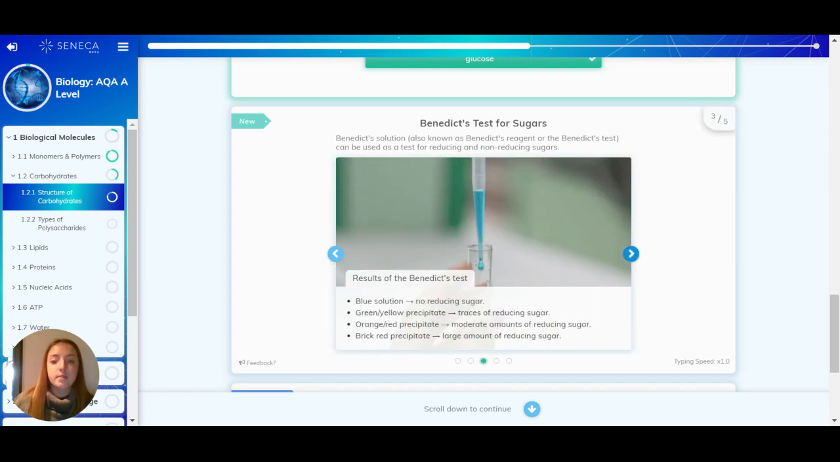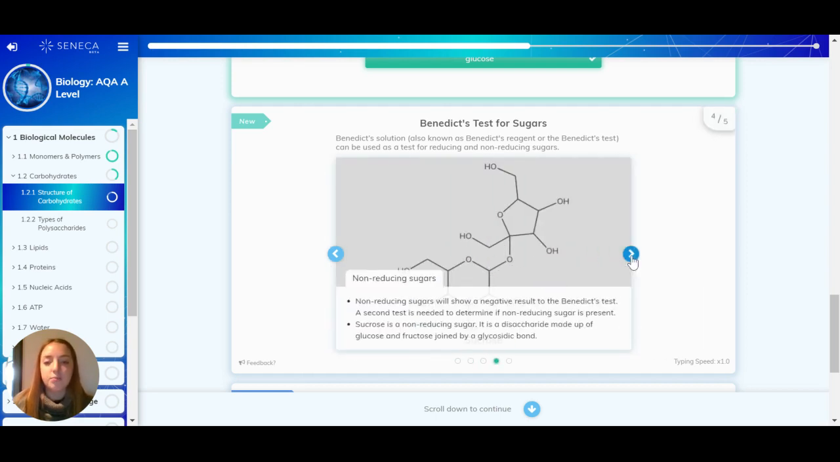So what happens? So if the solution remains blue, then there is no reducing sugar present. If a green or yellow precipitate is made, then that means there are traces of reducing sugar present, so not very much of it. If an orange or red precipitate is formed, then you have a moderate amount of reducing sugar present. And if you get a brick red precipitate, then this means that there's a lot of reducing sugar in there. So you get a gradient of colours depending on how much reducing sugar is present.